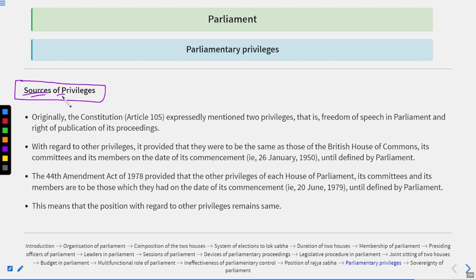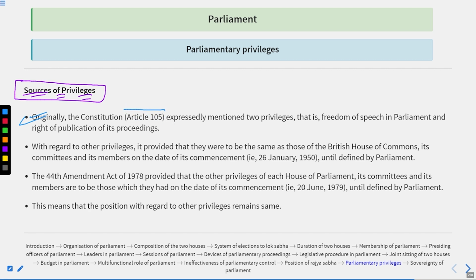Now we have the sources of privileges. We know there are privileges to the parliament, and if anything has been provided to anyone, there must be some source from where it derives its power. So it becomes very important to be aware of the sources of privileges, which empower the privileges we are talking about right now. If we start tracking it down, originally in the constitution, there is Article 105.